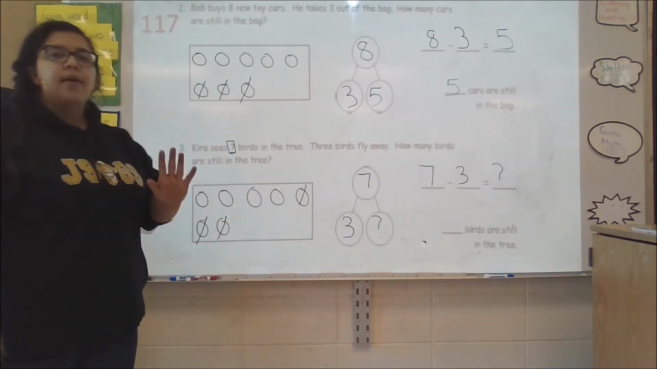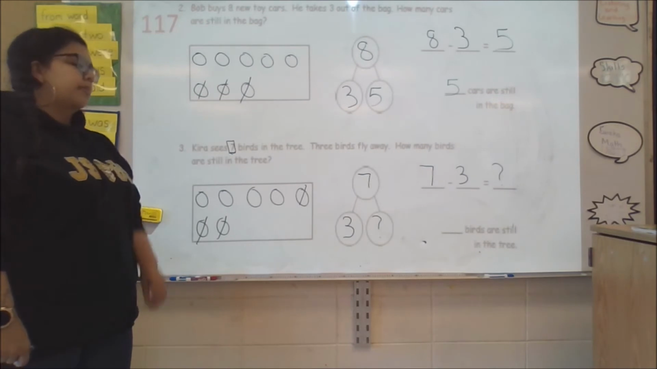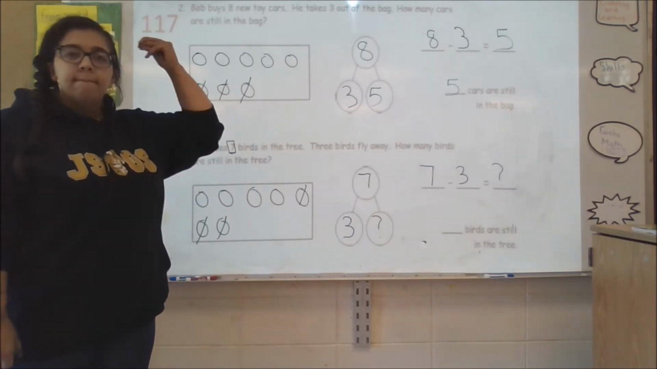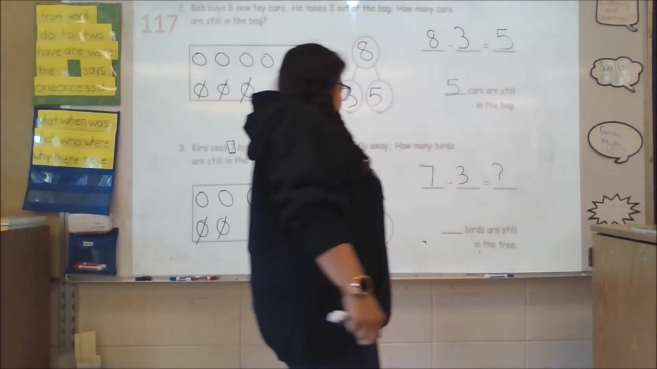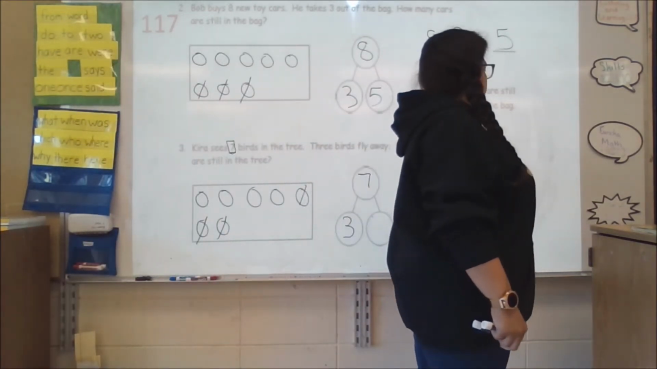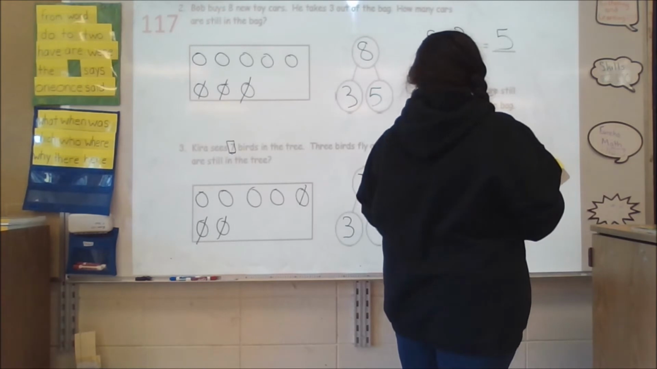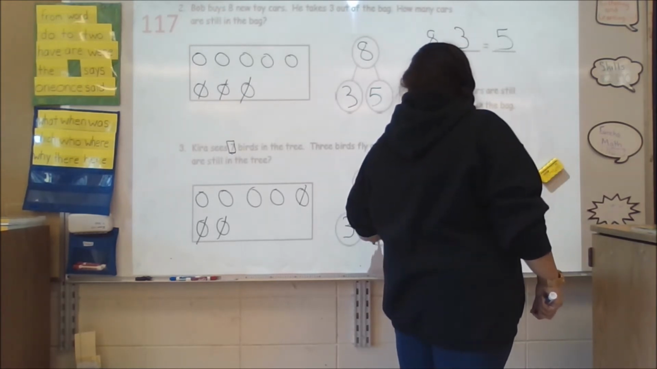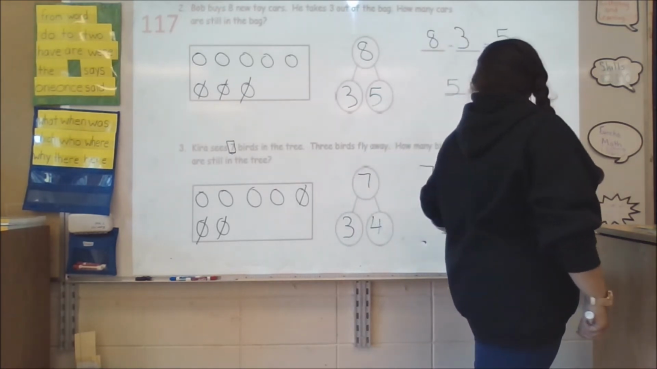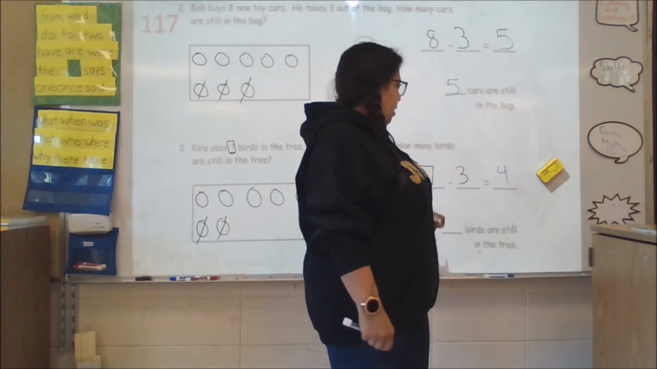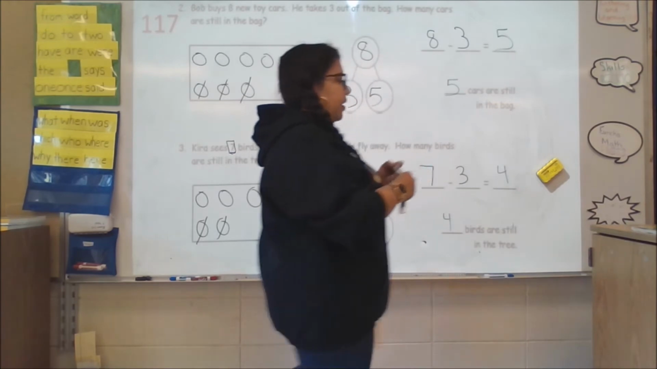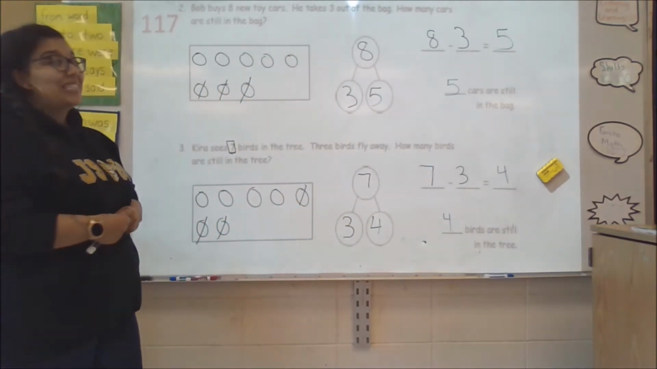Count and tell me. Wait for the snap. Snap. On the snap, tell me how many in the tree. Yes, 4. 4 birds are still in the tree, which means 4 is our missing part, the birds in the tree. So 3 birds flew away, 4 in the tree. 7 birds minus 3 flew away leaves 4 in the tree. 4 birds are still in the tree is our complete sentence answer.